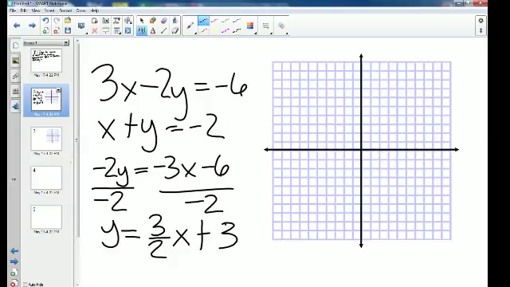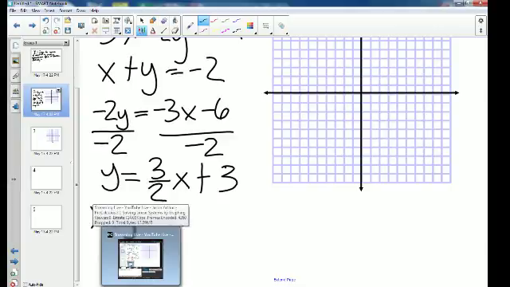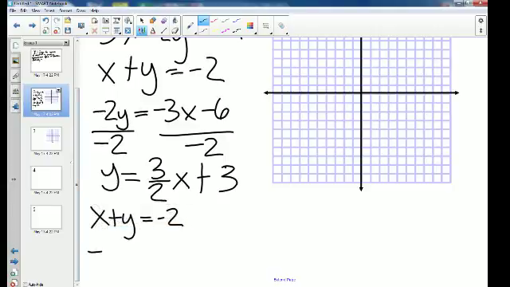To put the other part of the system in slope-intercept form, we have x plus y equals -2, and we have to get y by itself. So we subtract x from both sides, and you get y equals -x minus 2. And from there, you just graph it.